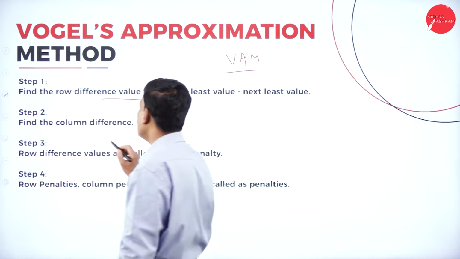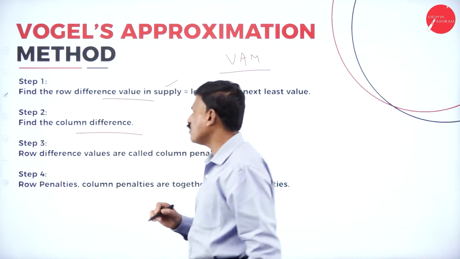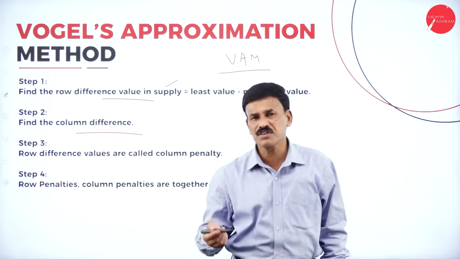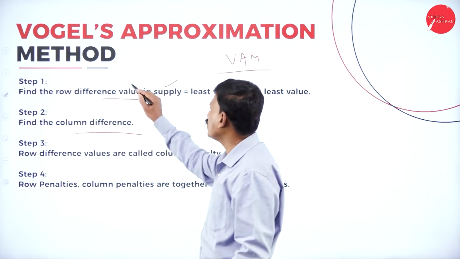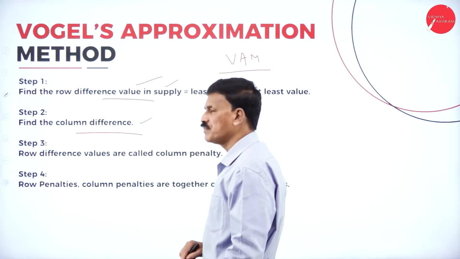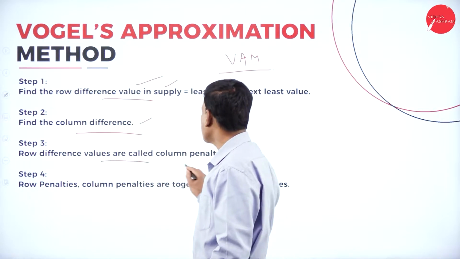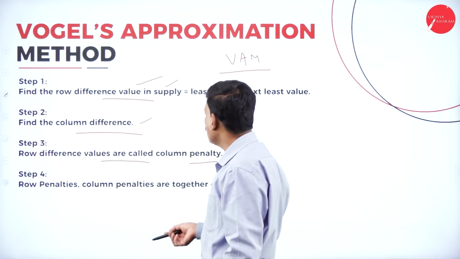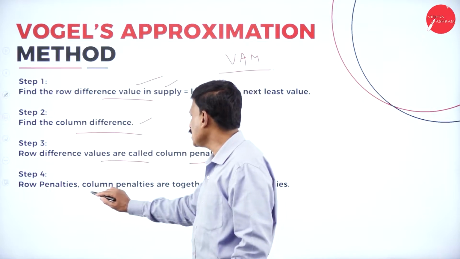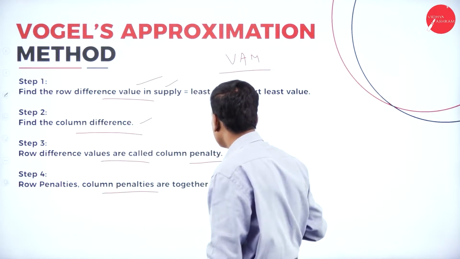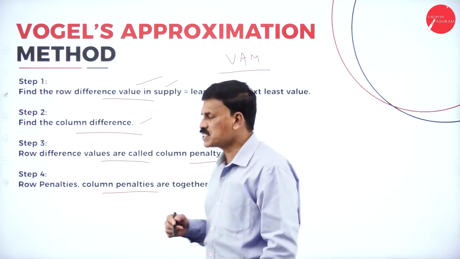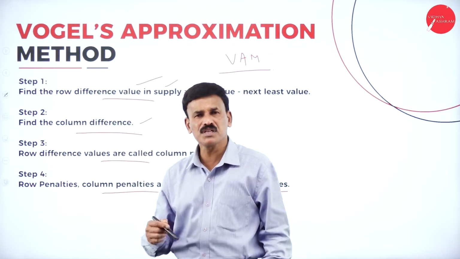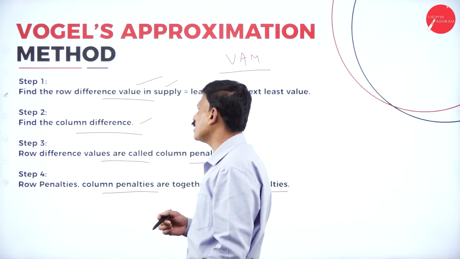Next, similarly find the column difference. The column difference is the difference between the two least values in that particular column. First find the row difference and the column difference. The row difference and column difference values together are called the penalties.